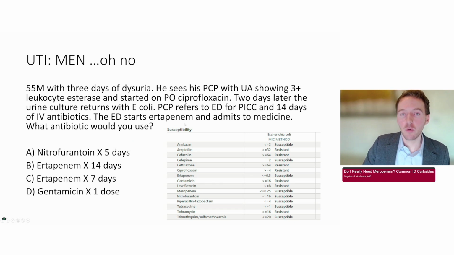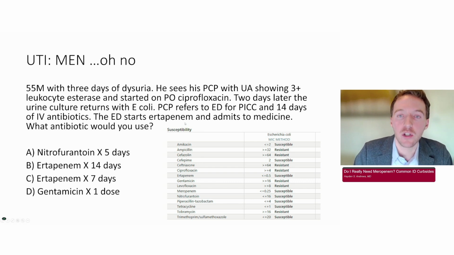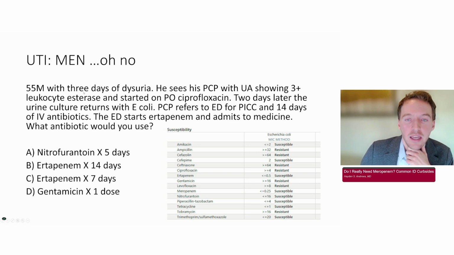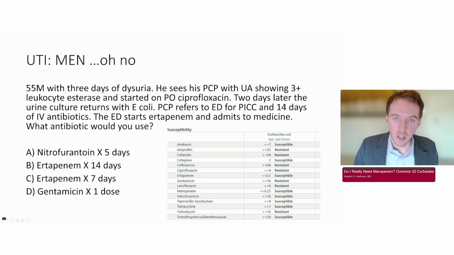I wanted to hone in on 2 separate points that we've talked about, just to increase your confidence in this. So we're going to think more about the male factor. So we have a 55-year-old man. He has 3 days of dysuria. He sees his PCP. He has a urinalysis showing 3+ leukocyte esterase. He has pyuria. So the PCP empirically starts him on ciprofloxacin, which is not unreasonable.